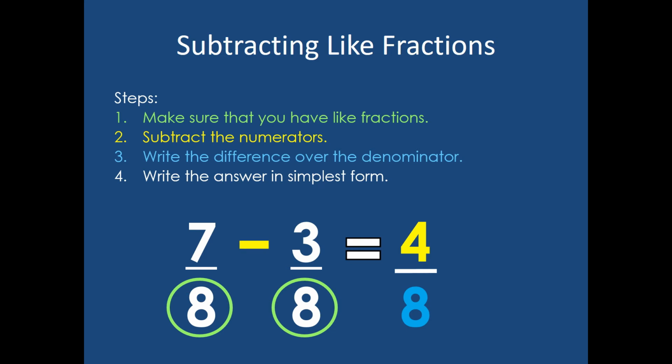So 4 over 8 is not in the simplest form. So the fourth step is to write the answer in the simplest form. We all know that 4 and 8 can both be divided by 4. So the lowest term of 4 over 8 is 1/2.